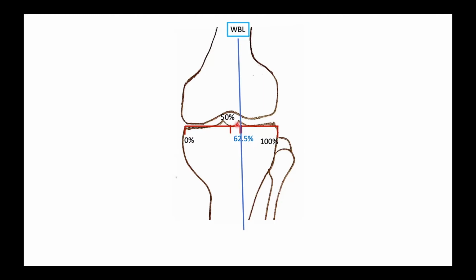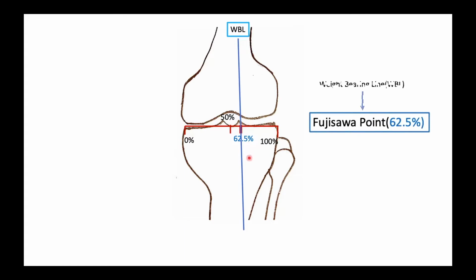And this is slightly towards the lateral tibial spine. This is the lateral tibial spine. So slightly lateral is the weight-bearing line, and this is also called the Fujisawa point. And this is the weight-bearing line. And Vivek, in his next presentation, will explain why this is important and how to calculate this.